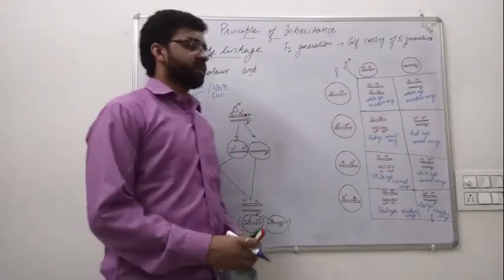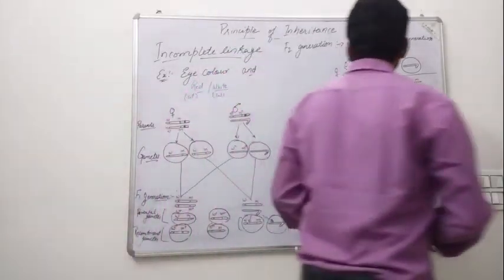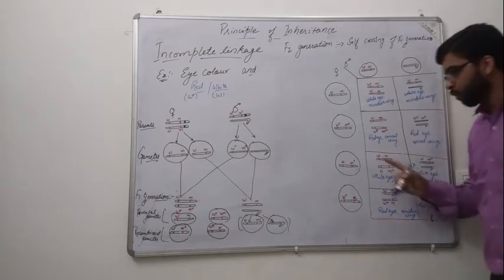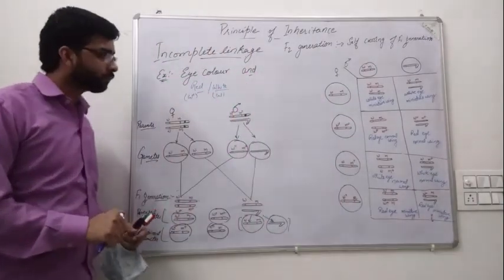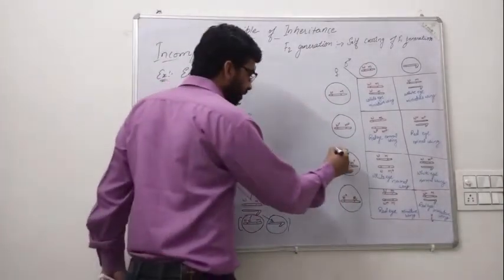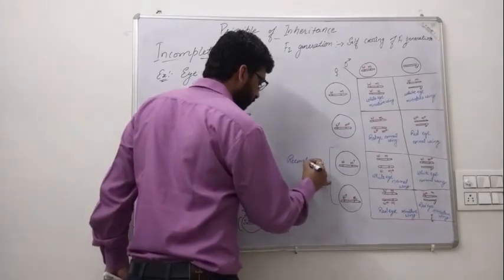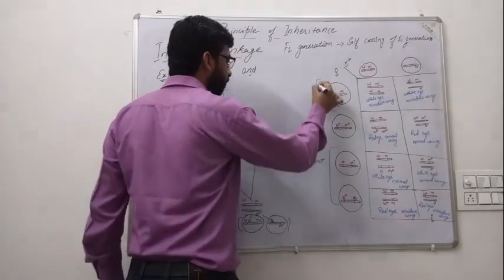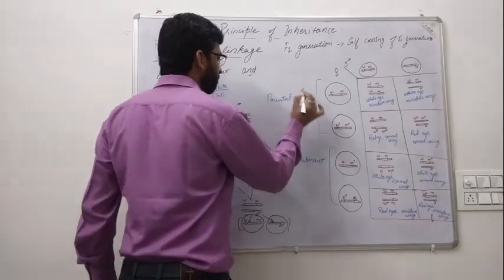And this characteristic all over we concluded here. These two are the parental structures, whereas these two are the recombinant structures here. This recombinant structure, note it down. Recombinant, parental.